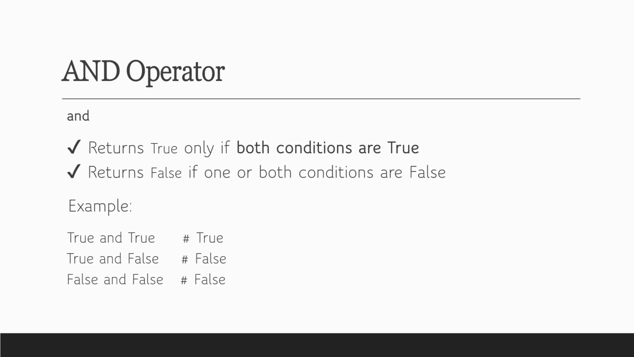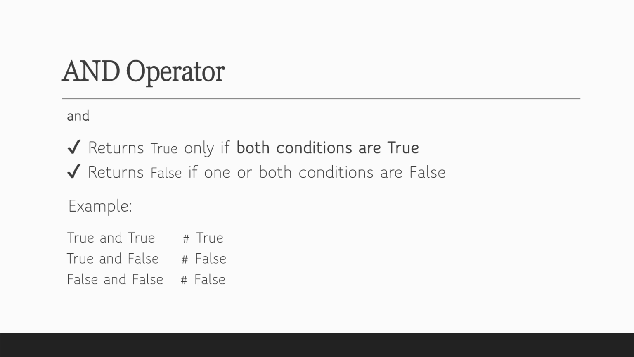Let us now understand the AND operator. The AND operator is used when we want to check two conditions together. It returns true only when both conditions are true. If even one condition is false, the result becomes false. And if both conditions are false, the result is also false.